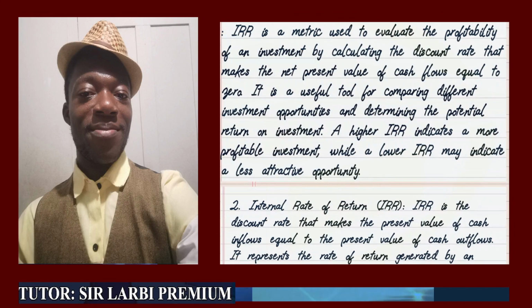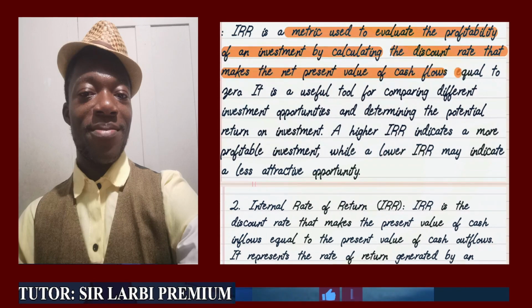In today's lesson, we want to look at the next aspect of capital budgeting technique, where we are focusing on what? The internal rate of return. Internal rate of return is a metric that we use to evaluate the profitability of the investment by calculating the discount rate that makes the net present value of the cash flows equal to what? The underlying word here is it should be equal to 0. That's a key factor here.